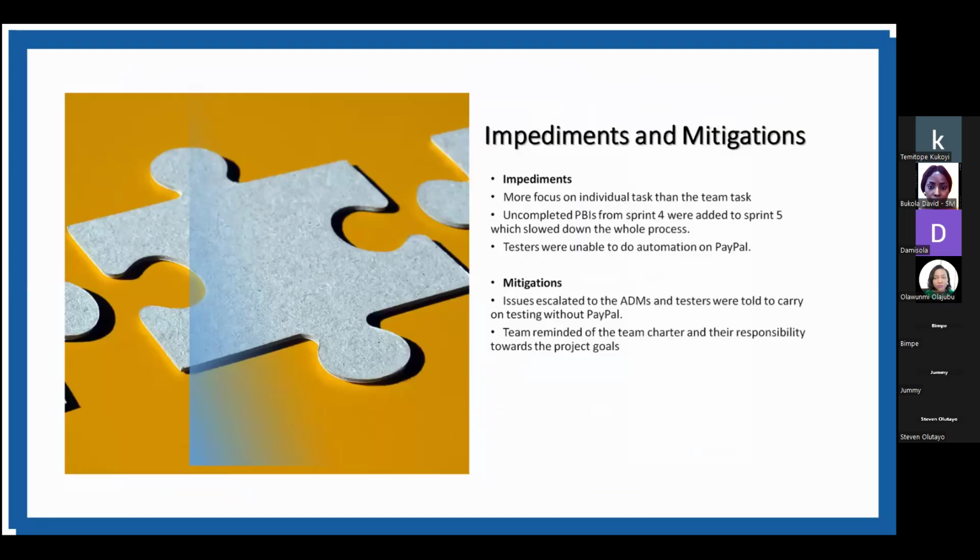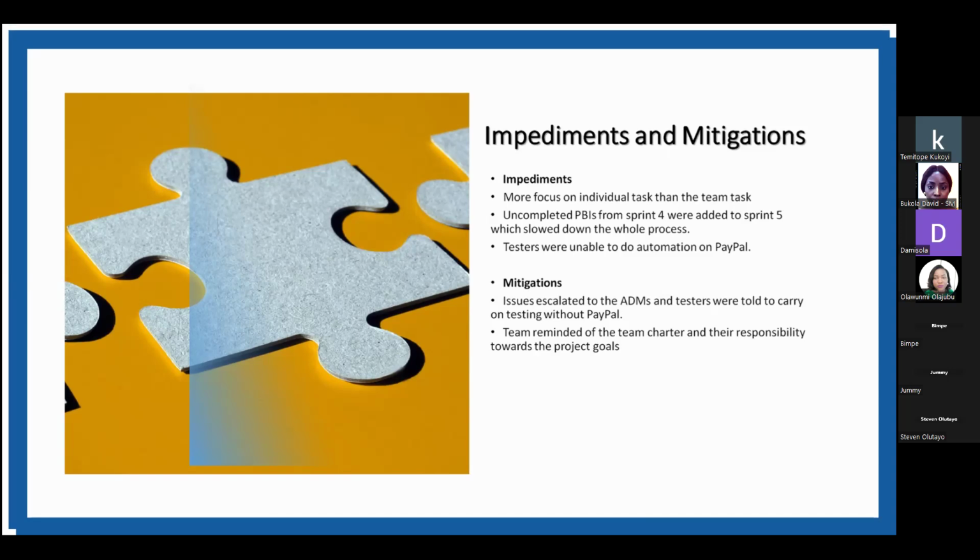These are the impediments and the mitigation. In Sprint 5, because of the individual tasks, more focus was on individual tasks than the teamwork. And then we have some uncompleted PBIs from Sprint 4, which were added to Sprint 5, which kind of slowed down the whole process. And again, the testers were unable to do automation on paper.